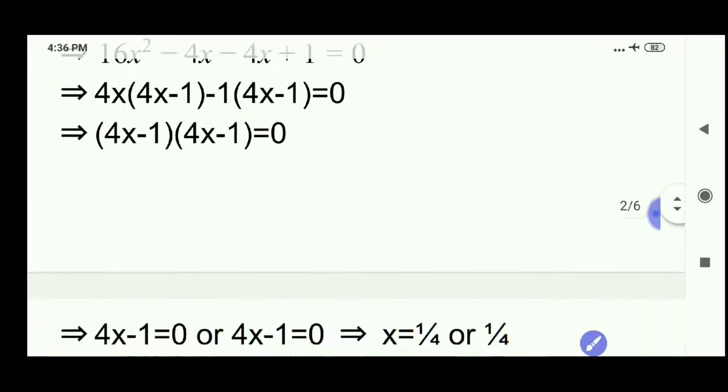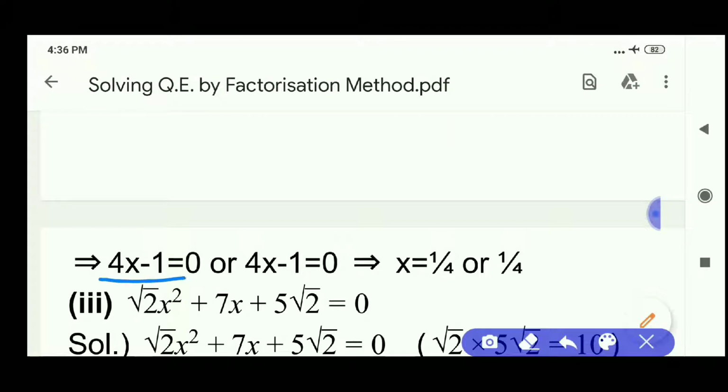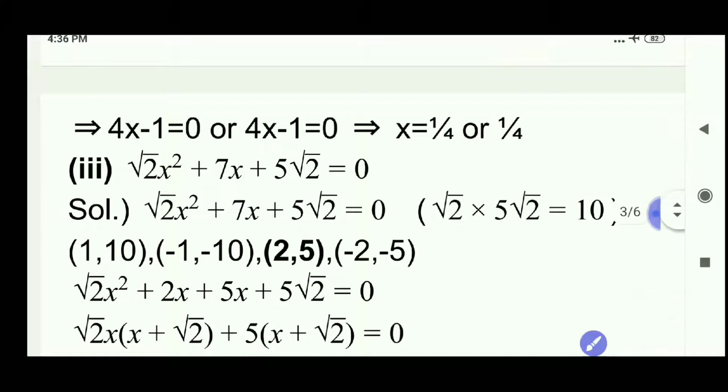We already told you, x into y is equal to 0 means x is equal to 0 or y is equal to 0 in mathematics. So, 4x minus 1 is equal to 0 or 4x minus 1 is equal to 0. So, 4x minus 1 is equal to 0 implies x is equal to 1 by 4 or 1 by 4. Both are same. Now come to the third question.